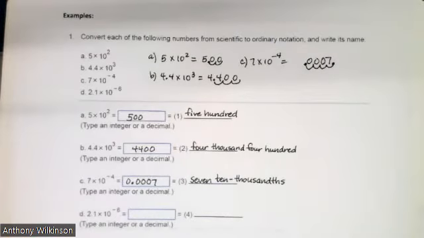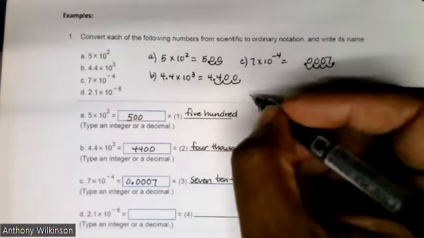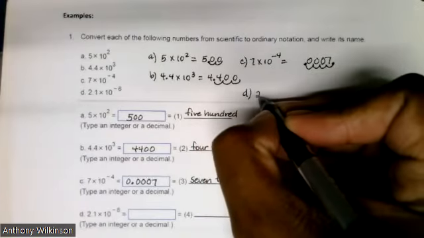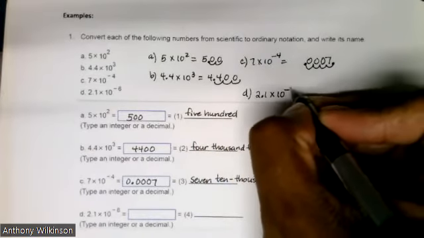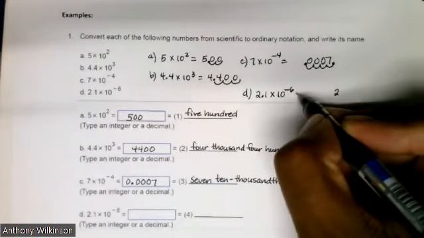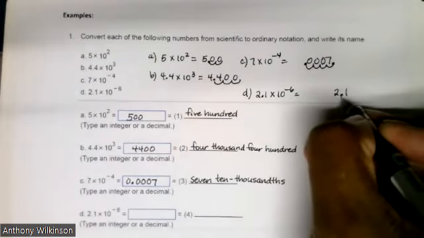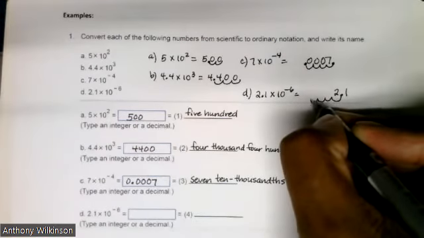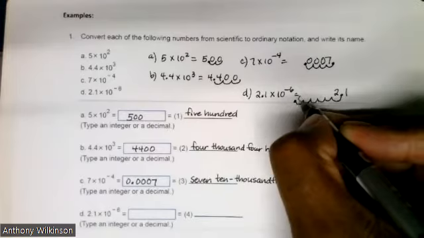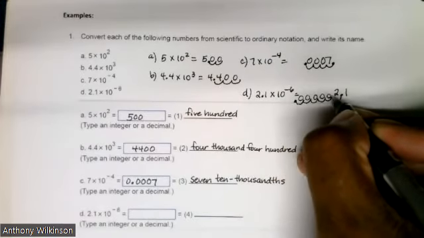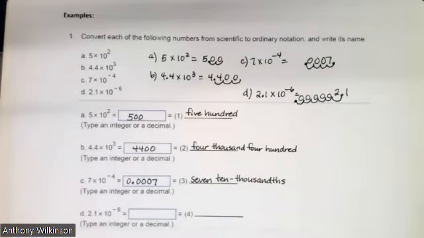Okay. And finally, part D, 2.1 times 10 to the negative 6 power. The exponent for the 10 is -6. That tells me I need to move the decimal point to the left 6 places. So here I'm going to move this decimal point 1, 2, 3, 4, 5, 6. That would mean I need 5 zeros in front of the 2 and the 1.